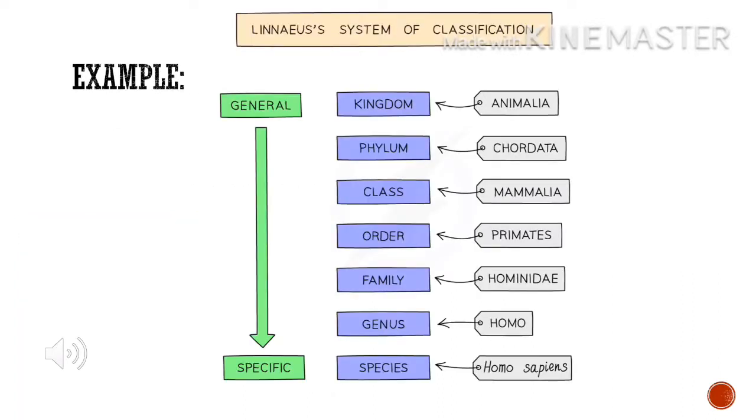And finally, to illustrate the different orders of classification, we will be using humans or human being. We will start from the general to the specific. Let's start. Kingdom Animalia, phylum Chordata, class Mammalia, order Primates, family Hominidae, genus Homo, and species sapiens. So, the scientific name for human being or humans is Homo sapiens.